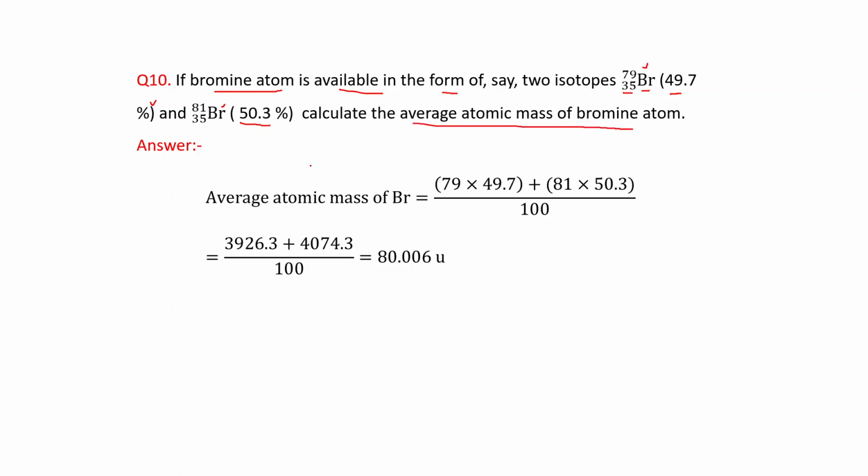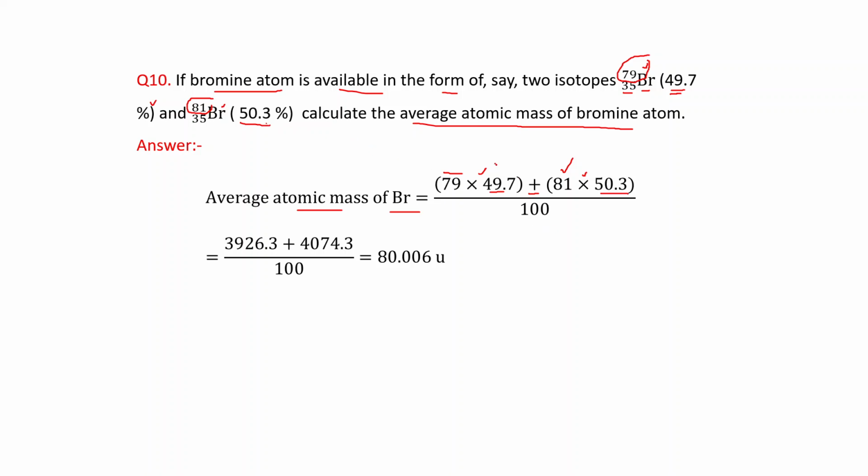We can use: average atomic mass of bromine is equal to, this is 79, the mass number of this isotope, multiplied by the percentage abundance of this isotope, that is 49.7. Then plus, this is the mass number of the other isotope, that is 81, and this is multiplied by its percentage abundance, that is 50.3.